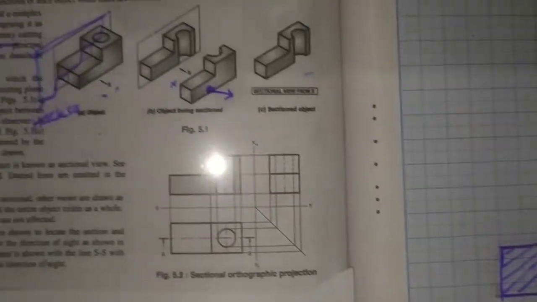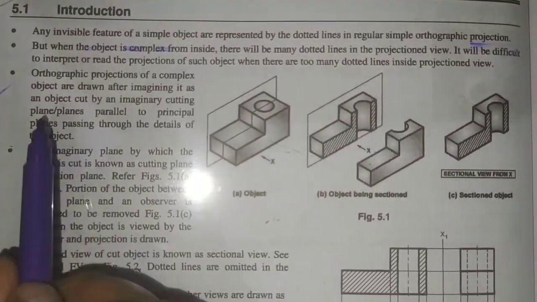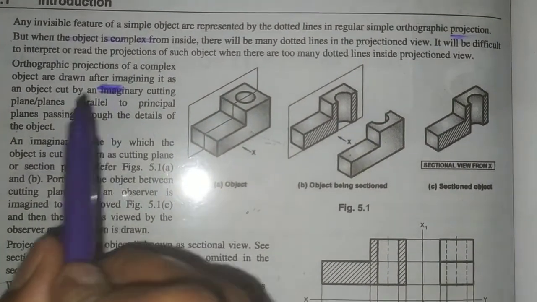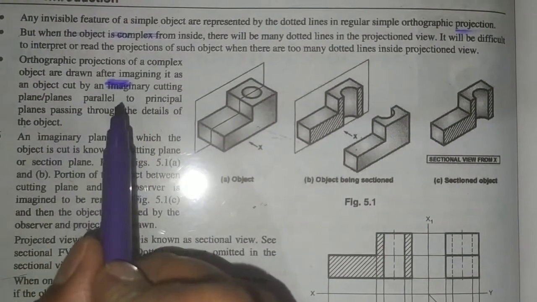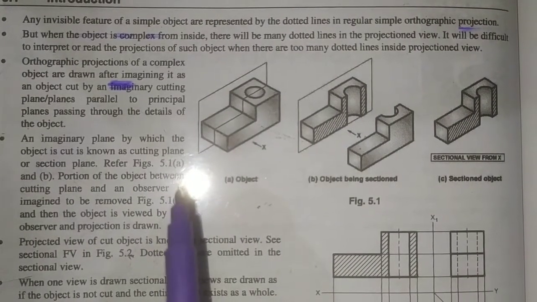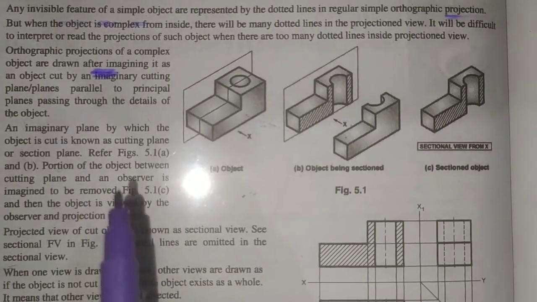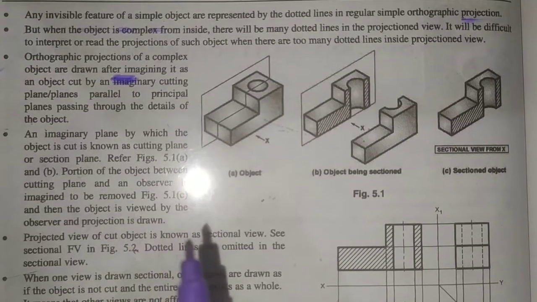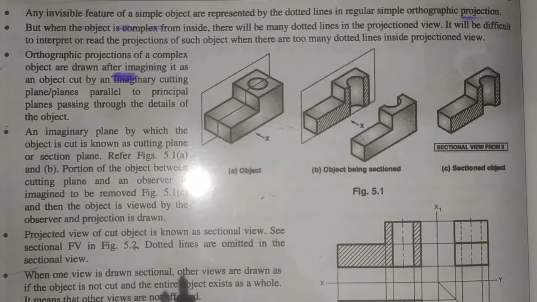Now, the orthographic projection of complex objects is drawn after imagining. This is a very important word, after imagining. An object is cut by an imaginary cutting plane. The cutting plane is imaginary, but in sections of solids it is as if the solid is cut. Actually, the part is removed and thrown away, and the changes will be observed after cutting.